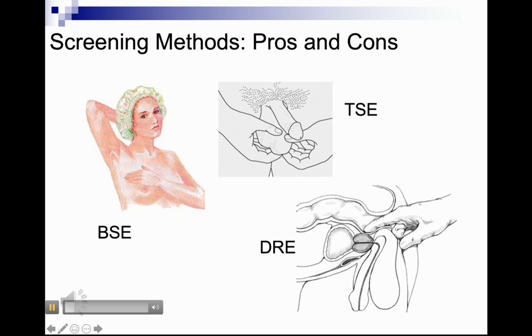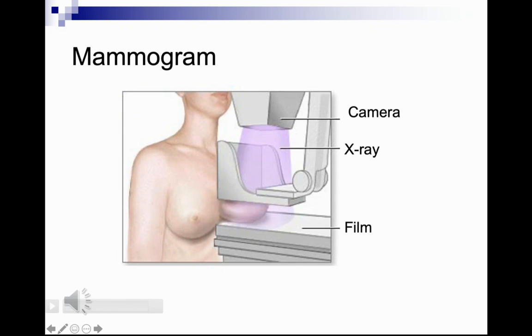When we talk about reproductive disorders, we'll talk about the pros and cons of breast self-exam, testicular self-exam, and digital rectal exam. There are some pros and cons for each of these screening methods. There's no substitute for mammogram when it comes to screening for breast cancer, and that's true for both men and women. Screening mammography is usually started at age 40 in today's world, unless you're a high-risk person, and then you would screen earlier.